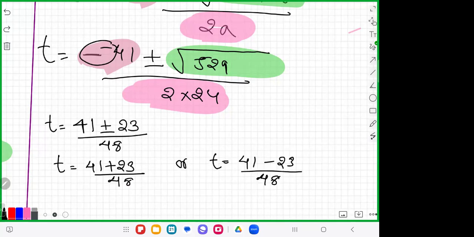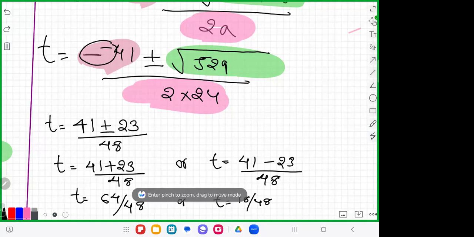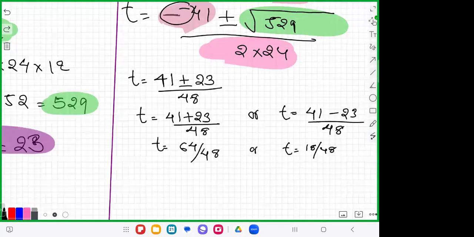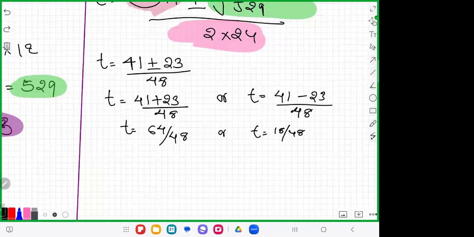If you find 41 plus 23, you will get 64. So you will have two values. The first value is 64 divided by 48, or the second value, t, is equal to 41 minus 23, that is 18 divided by 48. We have these two values: the first is 64 divided by 48, the second is 18 divided by 48. We want to get the answer in the standard form.